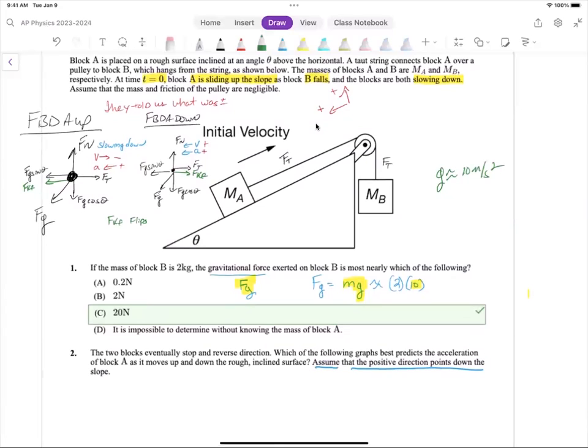Now, number 2. The two blocks eventually stop and they reverse directions. Which of the following graphs best predicts the acceleration of block A as it moves up and then down the rough inclined surface? The word rough implies there is friction. And then they told us that the positive direction points down the slope. So negative is up, positive is down.